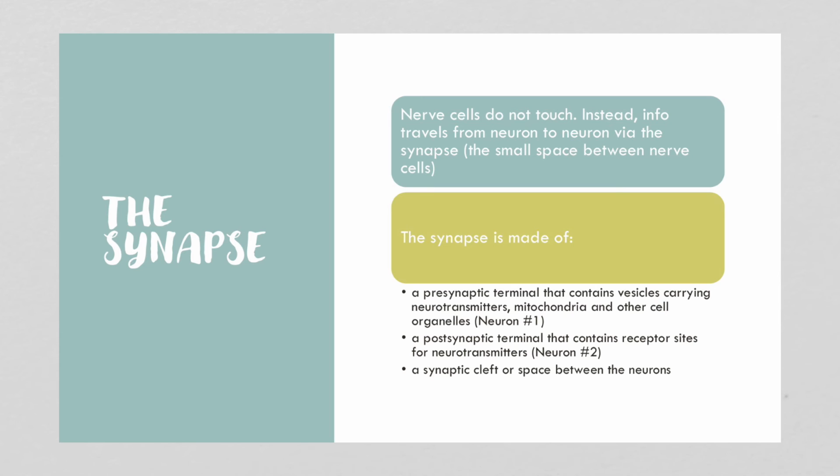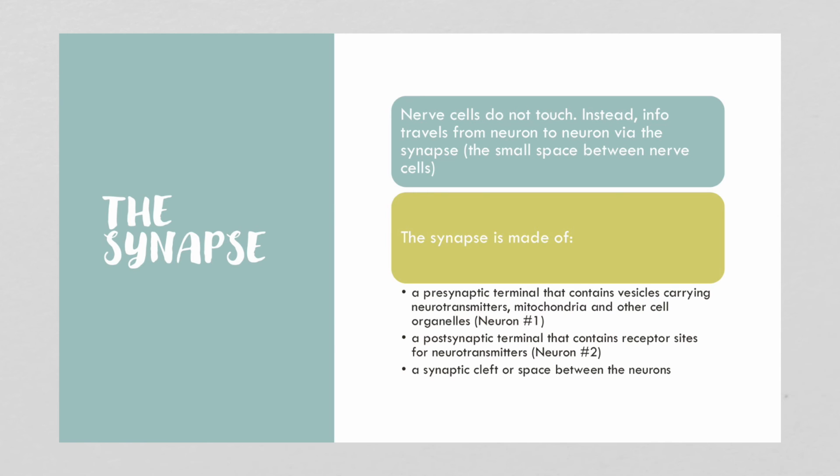It's made of three components. The presynaptic terminal contains vesicles carrying neurotransmitters. It also has mitochondria and other cell organelles. So that's in the first neuron. There's also a postsynaptic terminal that contains receptor sites on the dendrites for neurotransmitters, and that's in neuron 2. And then there's the synaptic cleft, the space between the two neurons.